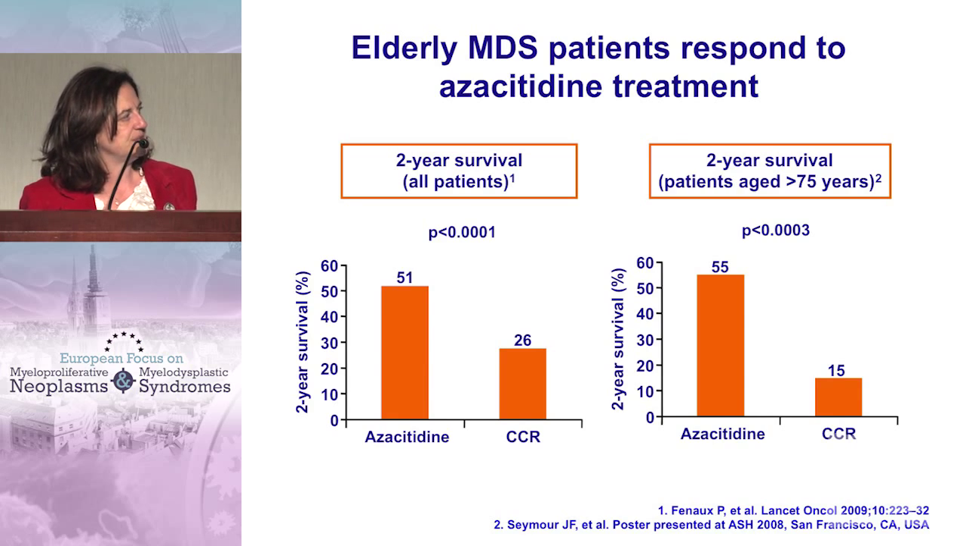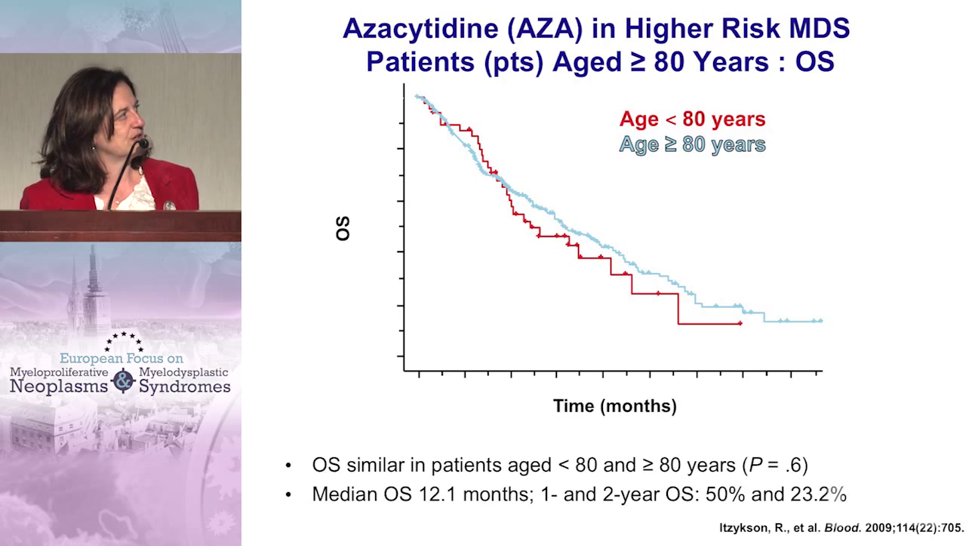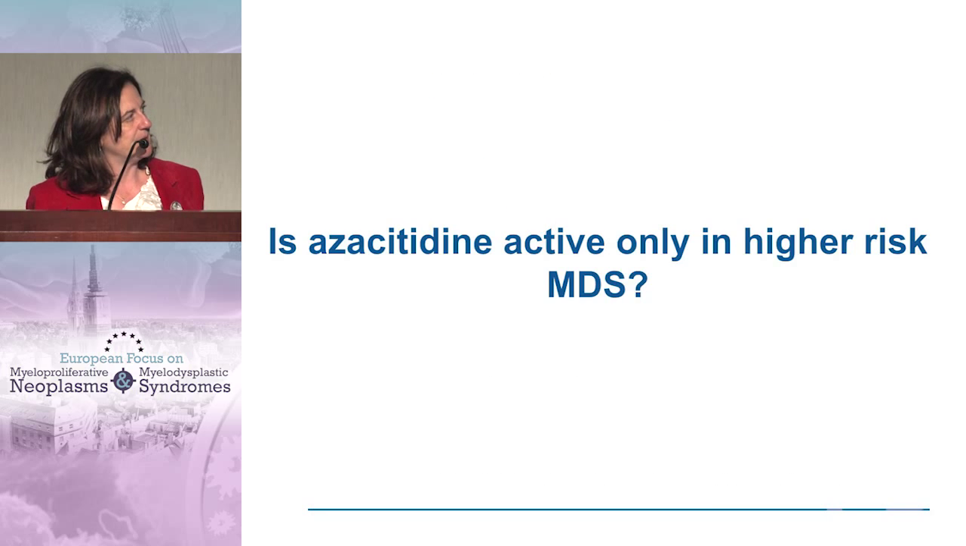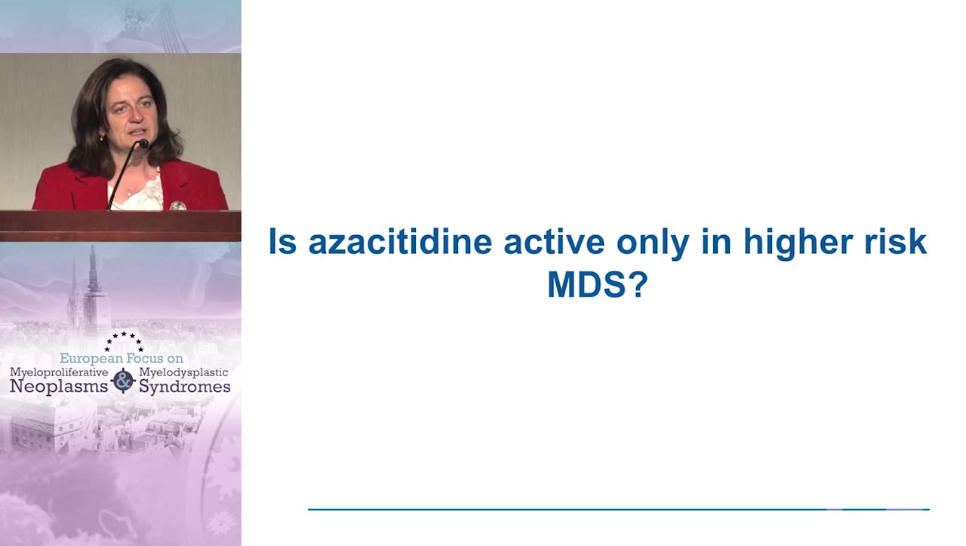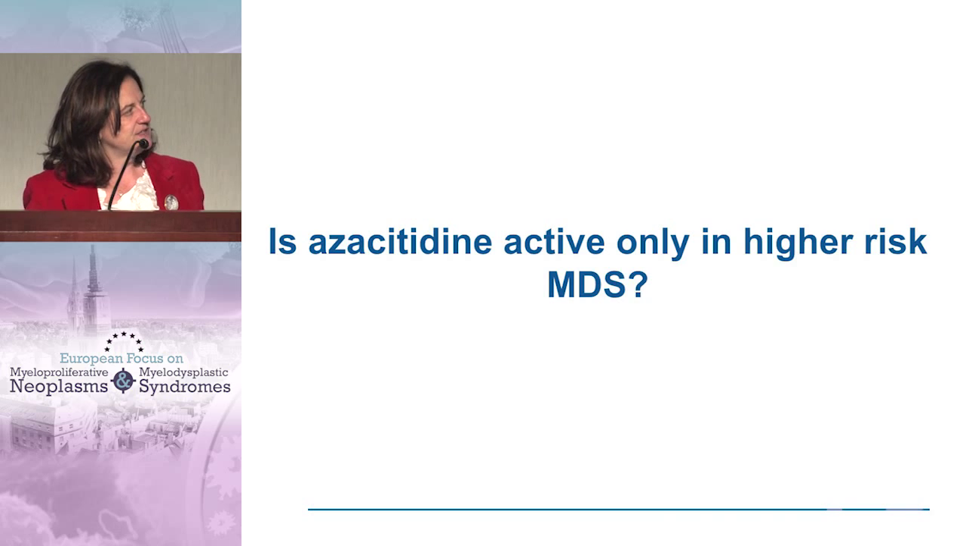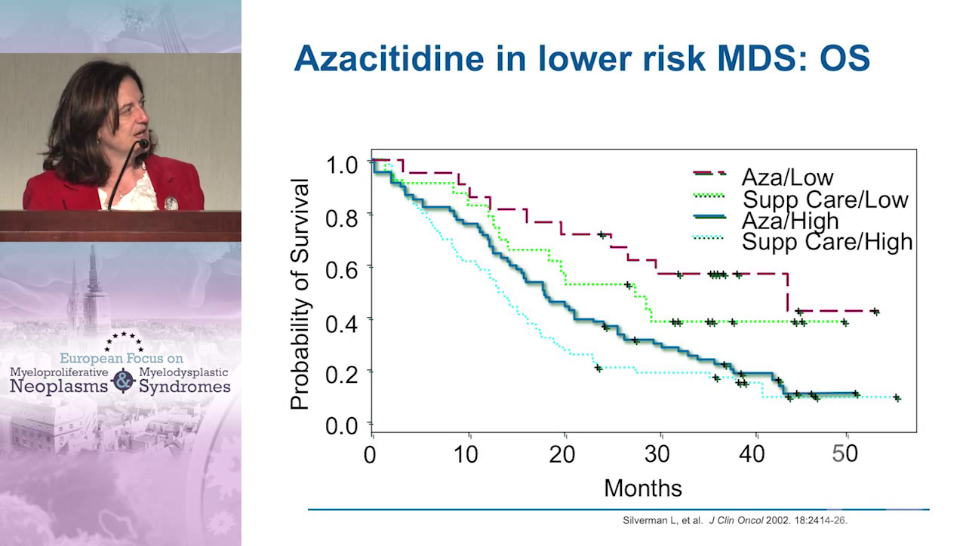population aged 70. And this is the French study in which they considered patients older than 80, and you see again that their overall survival is overlapping after treatment. And then, is azacitidine active only in high-risk MDS? Lou Silverman showed many years ago that this was not about IPSS, but these were patients with, let's say, refractory anemia who would respond quite well to azacitidine, also in terms of prolongation of overall survival.